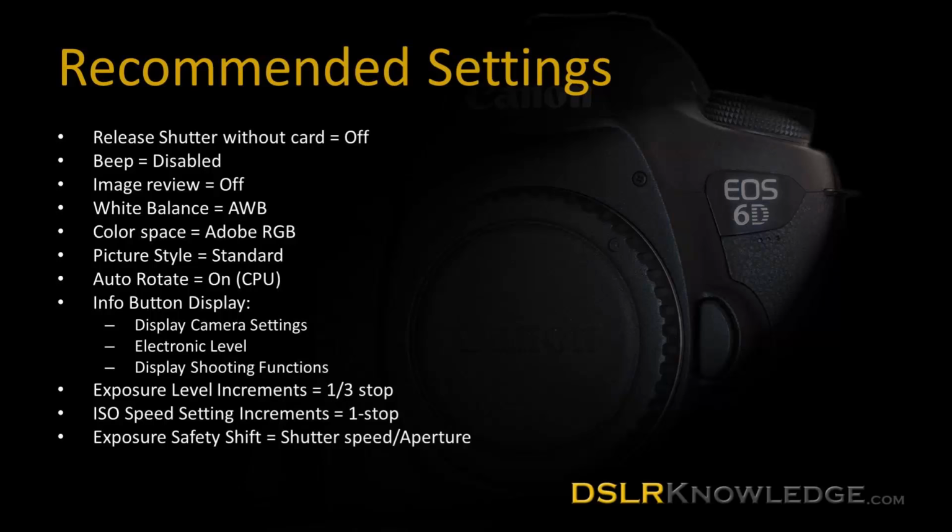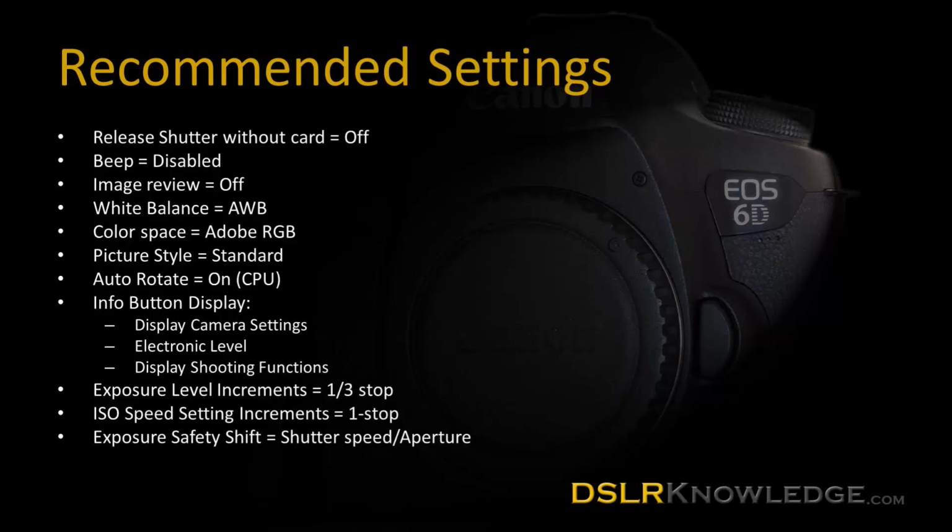I shoot typically with my white balance on auto white balance. Of course, I'm also shooting typically on RAW, so it has very little effect other than how the image will look on the LCD. For me, I use the color space being Adobe RGB. It gives me the maximum size color space and gives me more options in post-production. Again, because I shoot typically in RAW, I just have the picture style set to standard. I don't need it to be adjusting or tweaking the images.